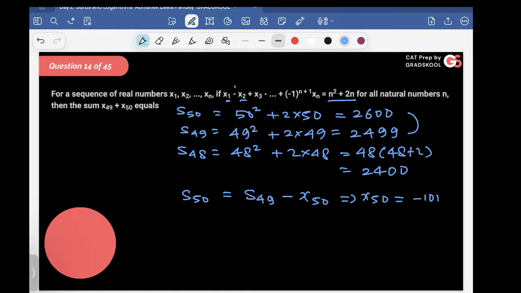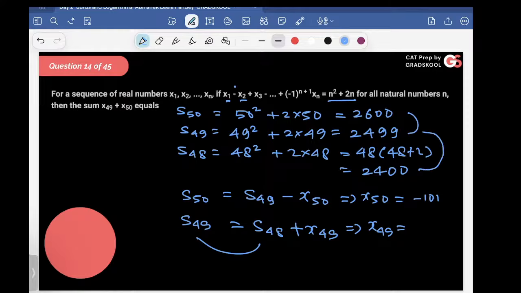अच्छा, and S49 क्या हो जाएगा? S49 will be equal to S48 plus X49. ये बात समझ में आएगी? If subscript is odd, we are adding. If subscript is even, we are subtracting. So this is how I can calculate the value of X49 as well, which will be S49 minus S48, 2400 minus 2499.